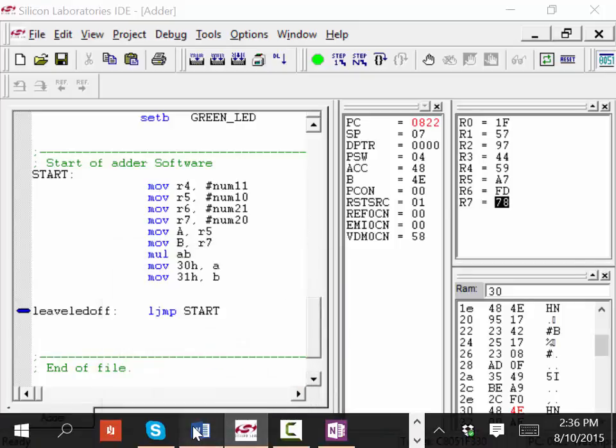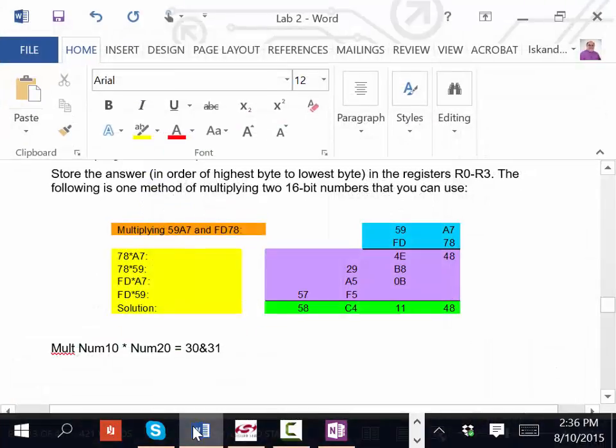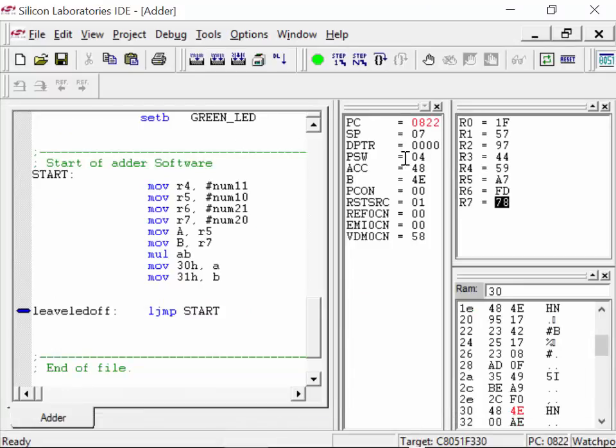Our high order byte is 4E. 4E is in the B register. 4E is in location 31. Okay, that's right. It just looks a little funky because those are written in backwards right there. This is actually 4E48 right there. So all right, we did the first one.